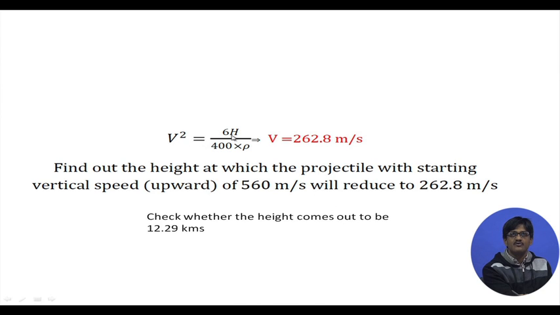So, from here velocity square comes out to be 6h by 400 into rho. Now, what is this rho? This rho must be the density of the iron. And therefore, after putting in all these values, velocity comes out to be 262.8 meters per second. Now, find out the height at which the projectile with starting vertical speed of 560 meters per second will reduce to 262.8 meters per second. In my calculations, it came out to be 12.29 kilometers.